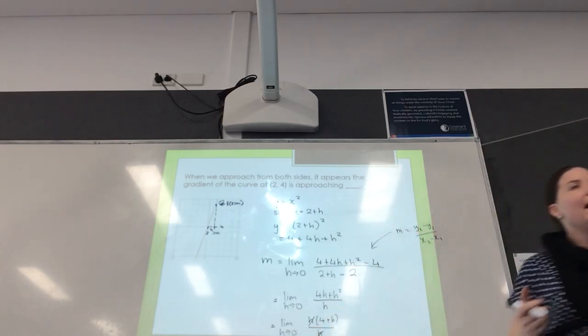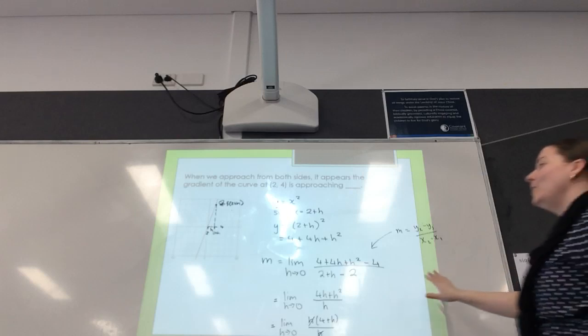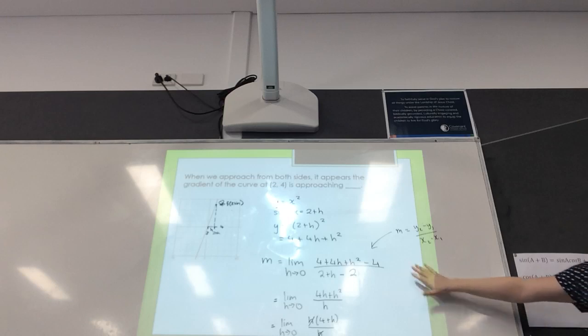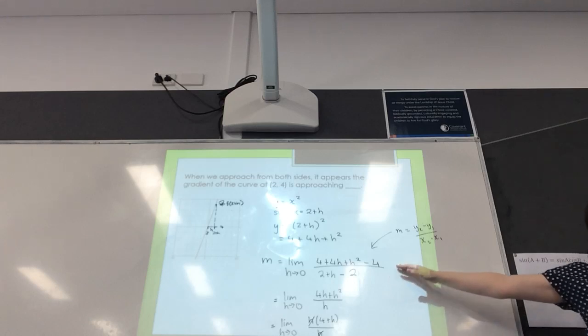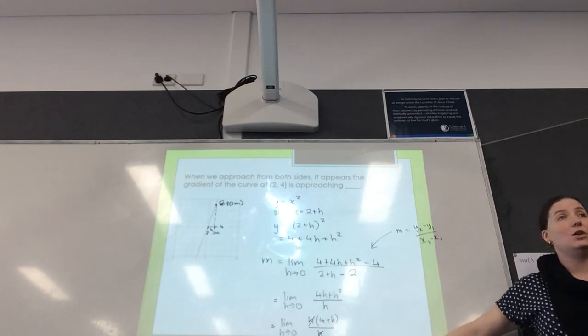Now, remember how we did all that work in the table? We approached from both sides and the gradient was 4? Yeah? Well, it doesn't feel that quick, and it will get much quicker, don't you worry. But this is a quicker way, rather than having to approach from both sides, of finding the gradient of the tangent to the curve at that point.